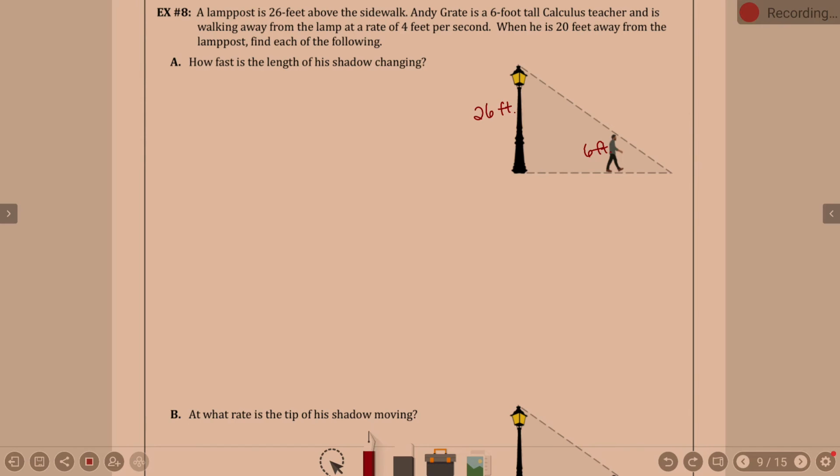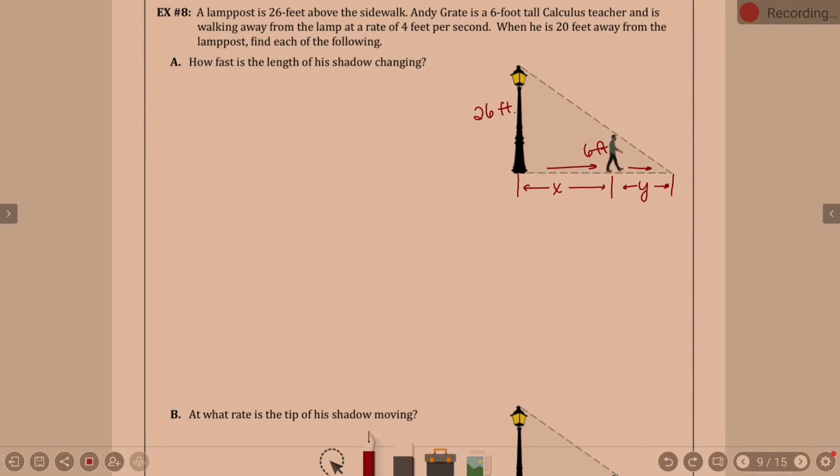Okay, so that's what we know. He is walking away from the lamp, right? So as he's walking away, where's his shadow? His shadow is down here, and his shadow length is also changing, right? So those are the pieces we're looking at. So we're going to label these. I'm going to say x, and I'm going to say y. So x is the distance from lamppost to Andy. y is the distance from Andy to the end of his shadow.